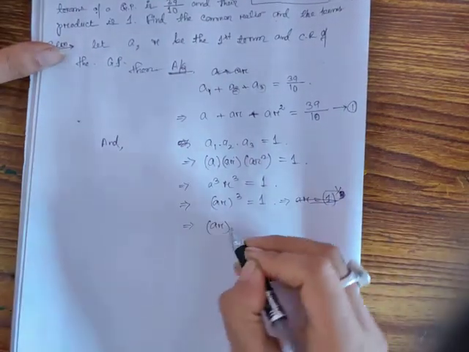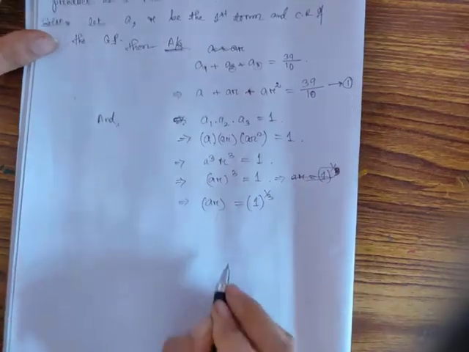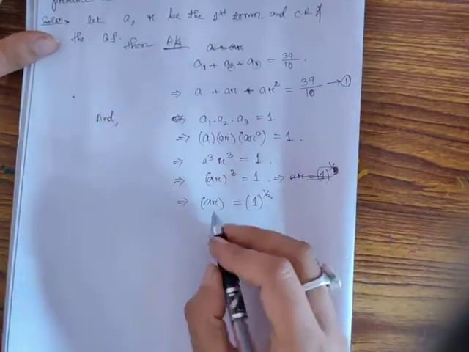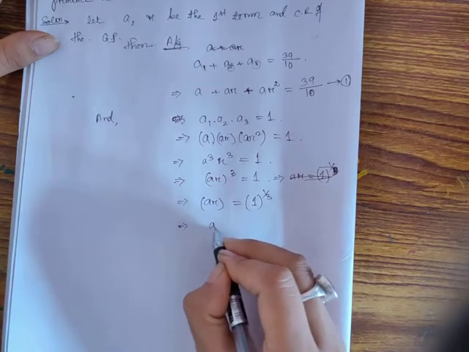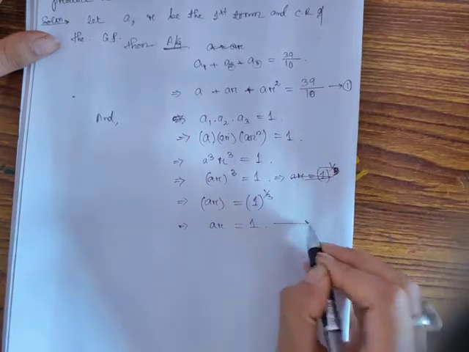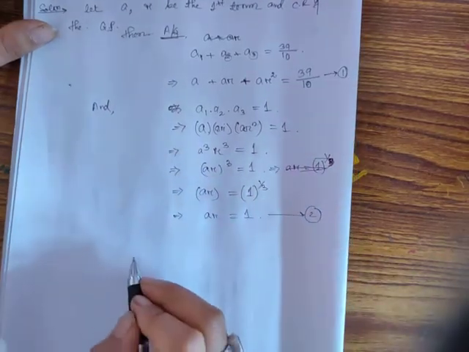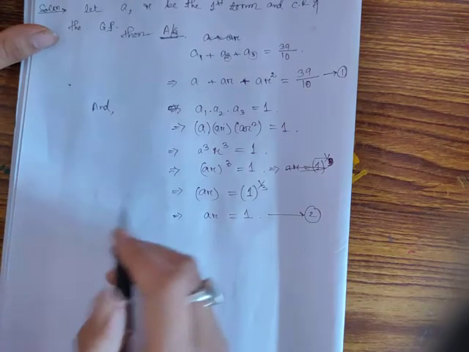We have taken these on the right hand side. Then 1 to the power 1 by 3 is 1, so ar equals 1. This is your equation number 2. Now divide equation 1 by equation 2.